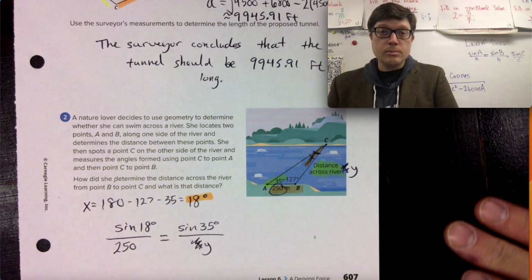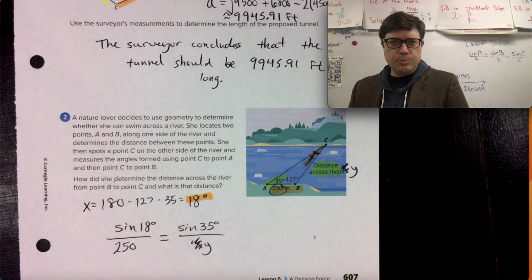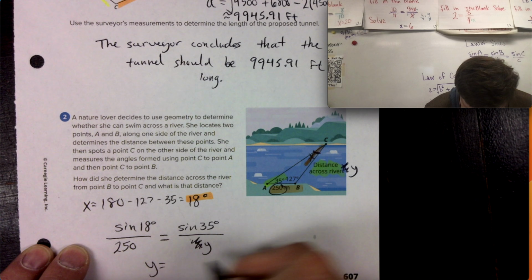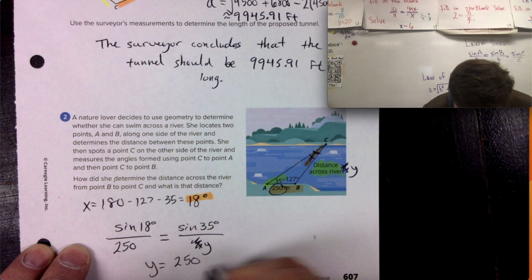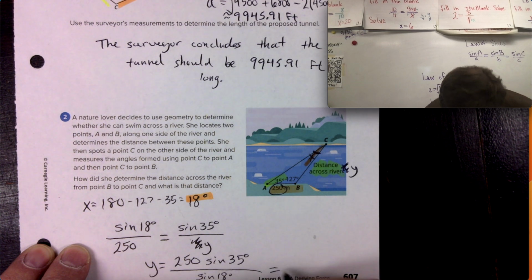Okay. Solve for y. You know how to do that, don't you? I mean, you cross multiply and you solve. Okay, here we go. Y equals 250 sine 35 degrees over sine of 18 degrees.